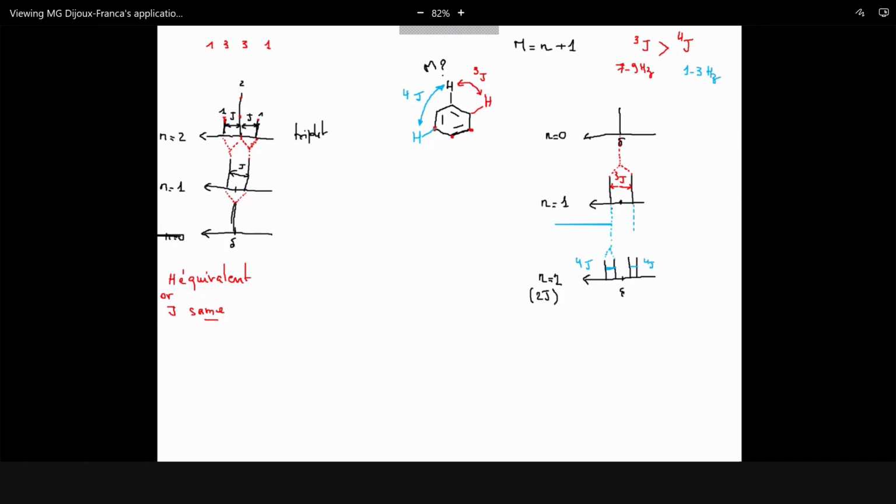But the value is small, so I have no superposition of the lines. So I can't have a triplet or quartet or whatever you want. Okay? So here the signal is not called, even if I have 4 lines, a quartet, because each line has the same height. So this is called a double doublet.